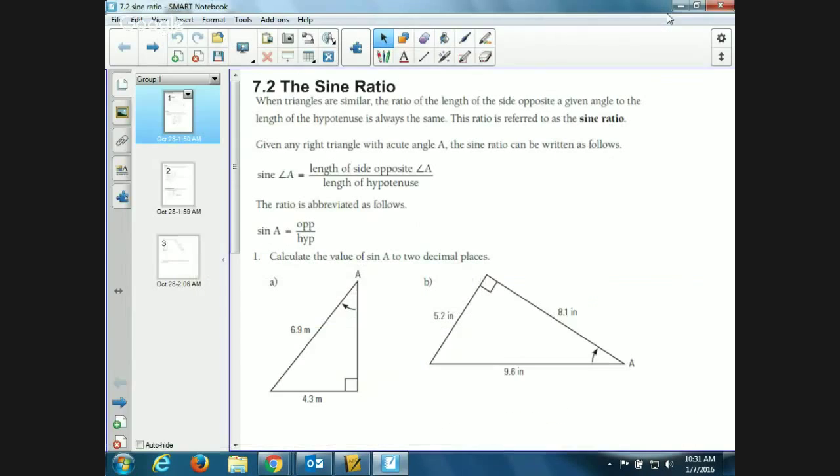And away we go. The sine ratio. Section 7.2. Let's read through this.